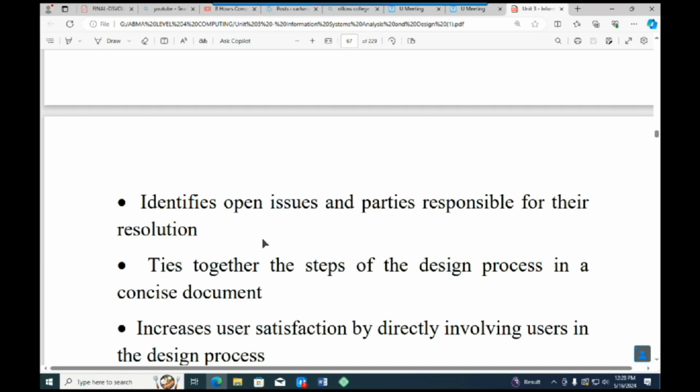Another benefit is that it is going to identify the open issues and also the parties that are actually responsible for their resolutions. So if we have any open issues, which parties are actually responsible for the resolution of those issues? Another benefit is that they will tie together the steps of the design process in a concise document.